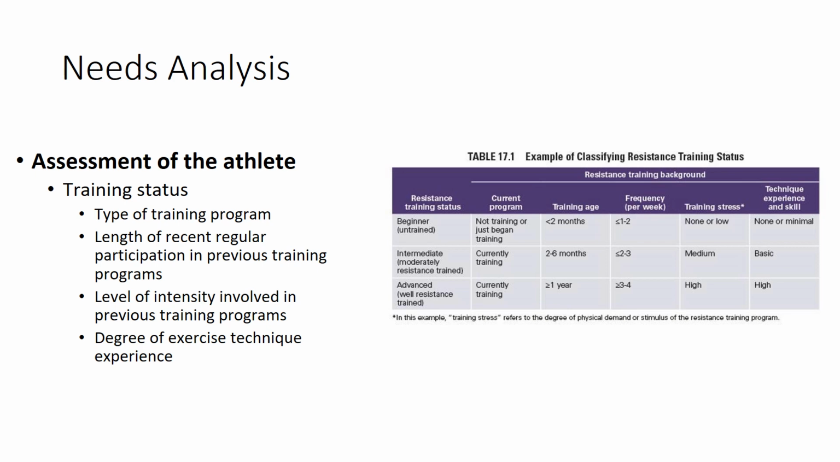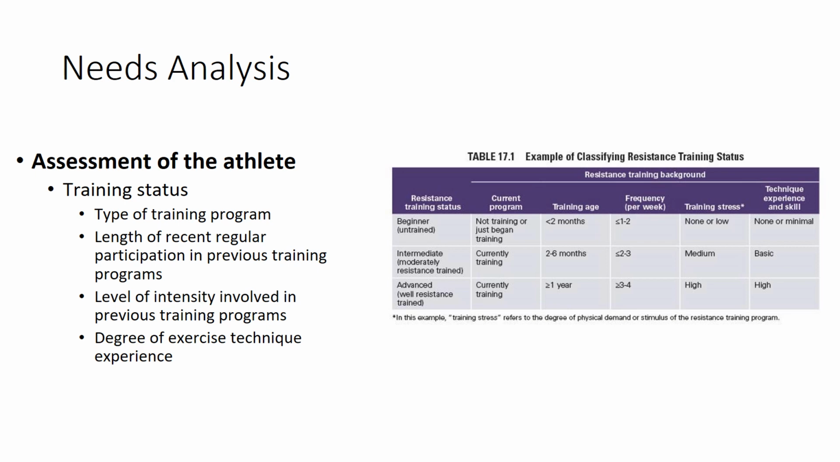When we refer to this training status, like we talked about at the beginning of the semester, what type of training did they perform recently? What is the length of recent regular participation in their previous training programs? Were they only 4 weeks, or were they longer mesocycles or macrocycles? We can look at the level of intensity involved in their previous training programs. So do we have some sort of progression?